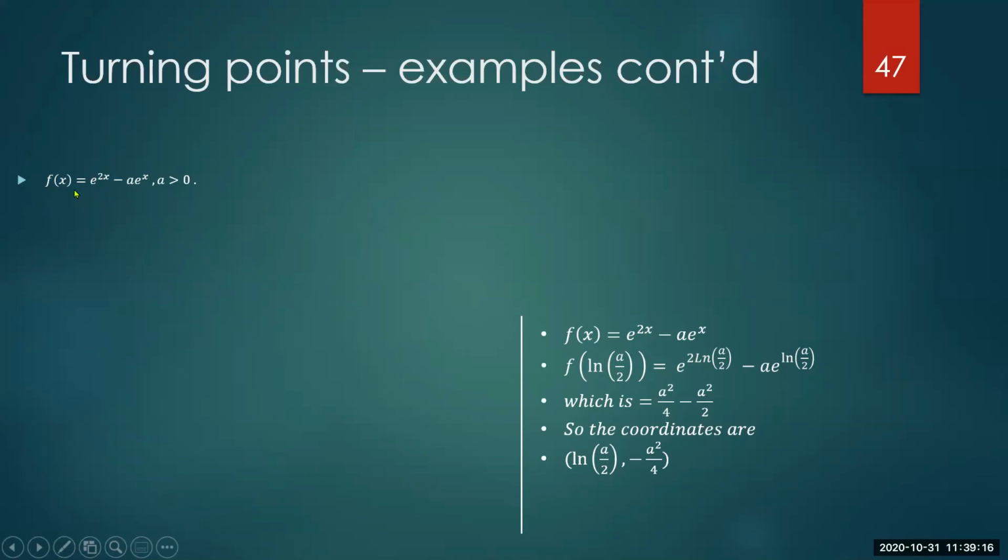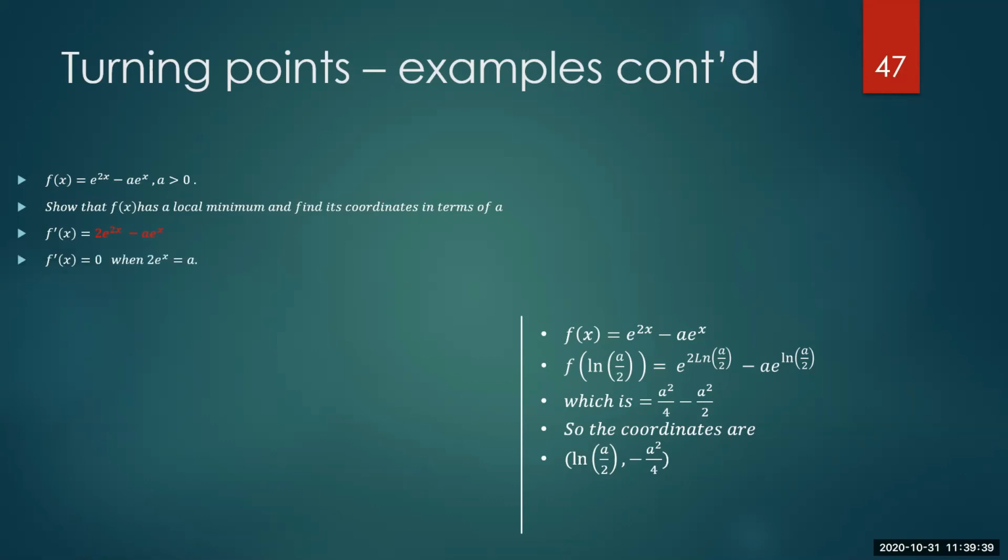So the problem is f of x is equal to e to the power of 2x minus a e to the power of x. Show that f of x has a local minimum and find its coordinates in terms of a. Okay, so f dash of x is 2e to the power of 2x minus a e to the power of x. We know that from our exponential differentiation. So f dash of x is equal to 0 when 2e to the power of x is equal to a.